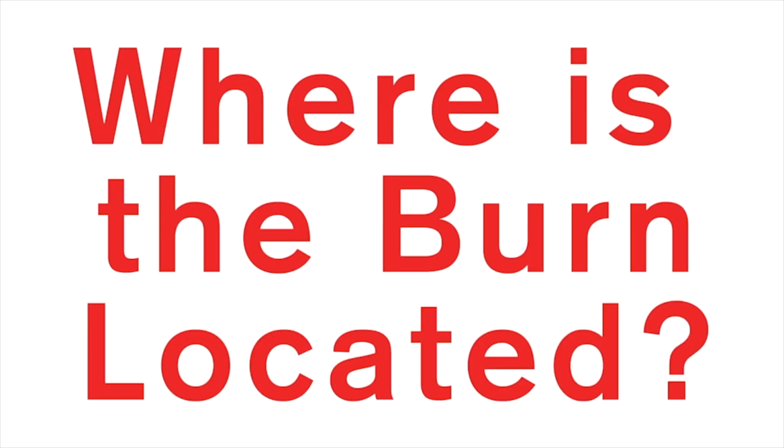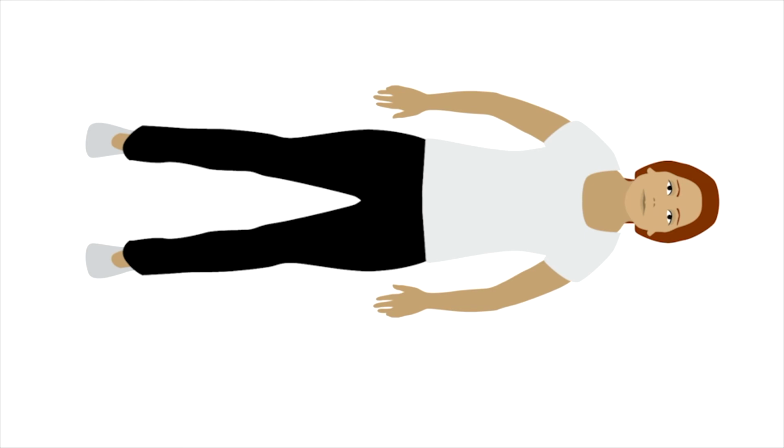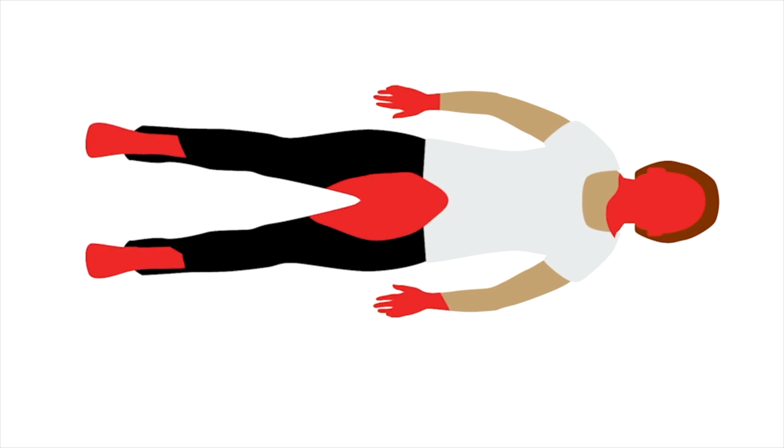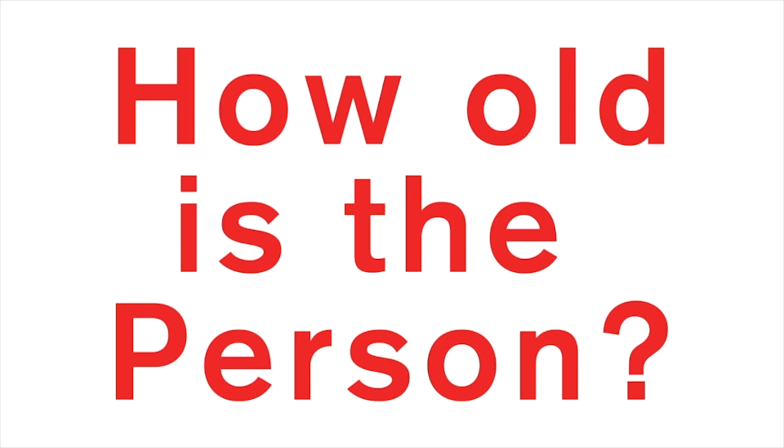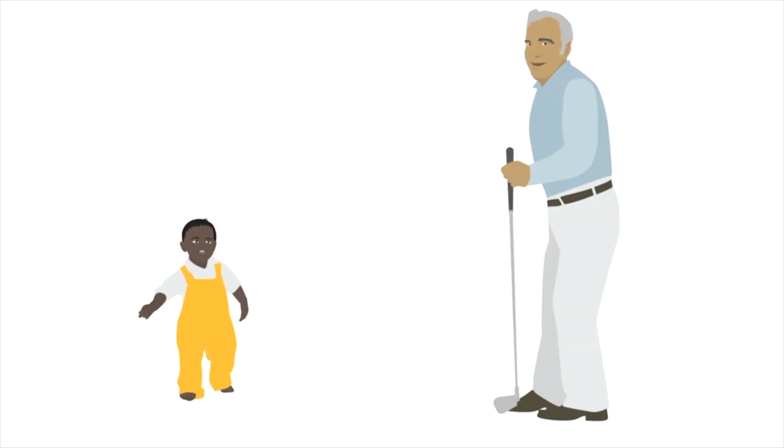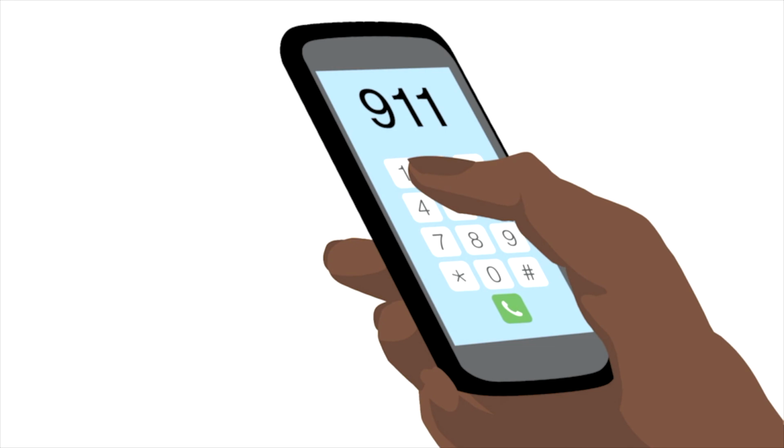Where is the burn located? Burns in areas where they could impair function or the person's ability to breathe, such as the head, neck, hands, feet, or groin, are considered critical burns. How old is the person? If the person is younger than 5 years or older than 60 years, consider the burn critical unless it is very minor. If you think that a person has a critical burn, call 911 or the designated emergency number immediately.